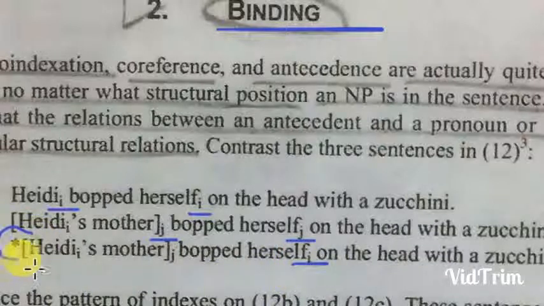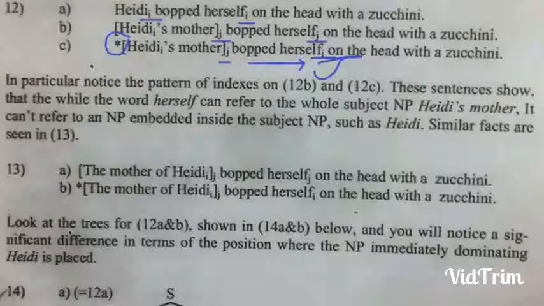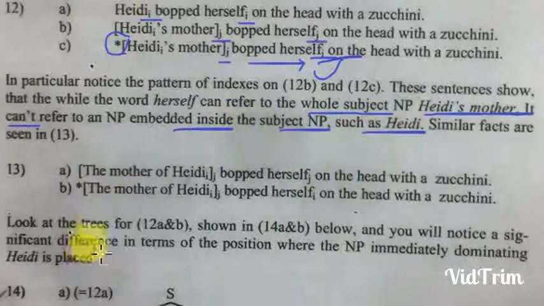Sentence: Heidi's mother bopped herself on the head with a zucchini. Here Heidi gets I. Heidi's mother bopped herself. So here herself is also assigned the I index, which is incorrect because herself should refer to Heidi's mother. The following sentences show that while the word herself can refer to the whole subject noun phrase, Heidi's mother, it can't refer to a noun phrase embedded inside the subject noun phrase, such as Heidi. Heidi's mother bopped herself on the head.